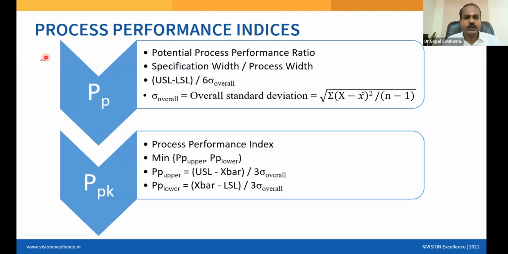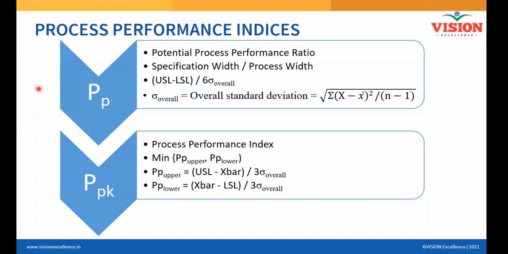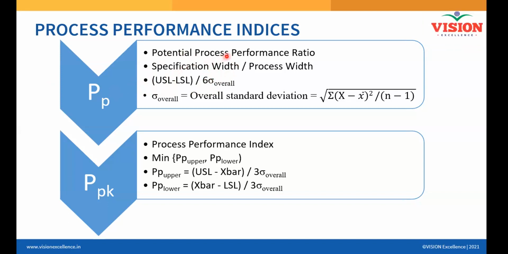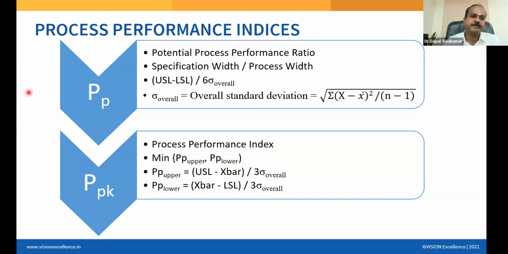Now I want you to guide me. Will that standard deviation be higher than the within standard deviation or lower than the within standard deviation? Higher, sir. Overall standard deviation will definitely have a value larger than the within standard deviation. As the standard deviation is increasing, look at the position of the standard deviation in the formula. That is in the denominator, isn't it? If the standard deviation increases, what will happen to your index, the PP? That will go down. Can you understand? Yes, sir. So always the PP and PPK will be lower than your CP and CPK. PP and PPK will be lower than the CP and CPK.